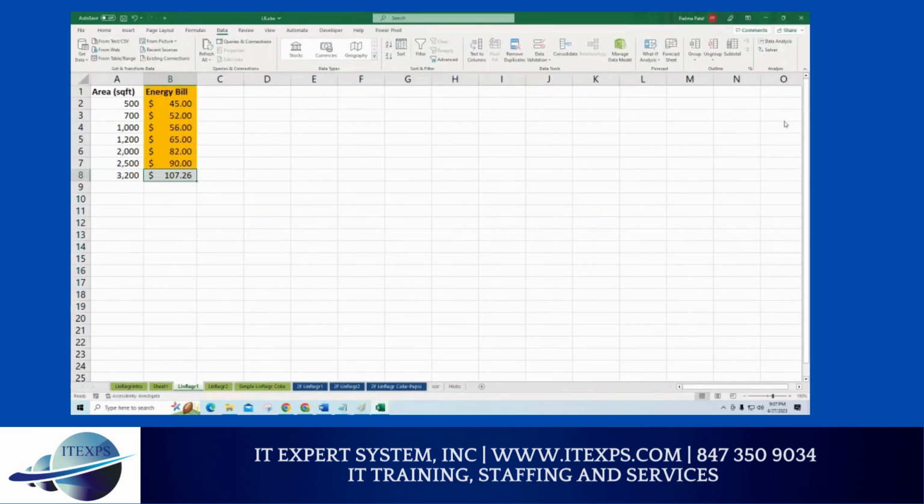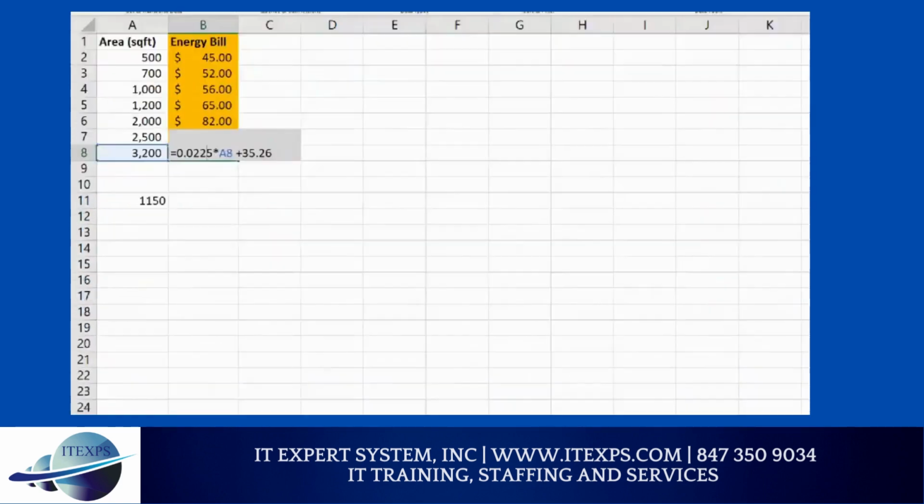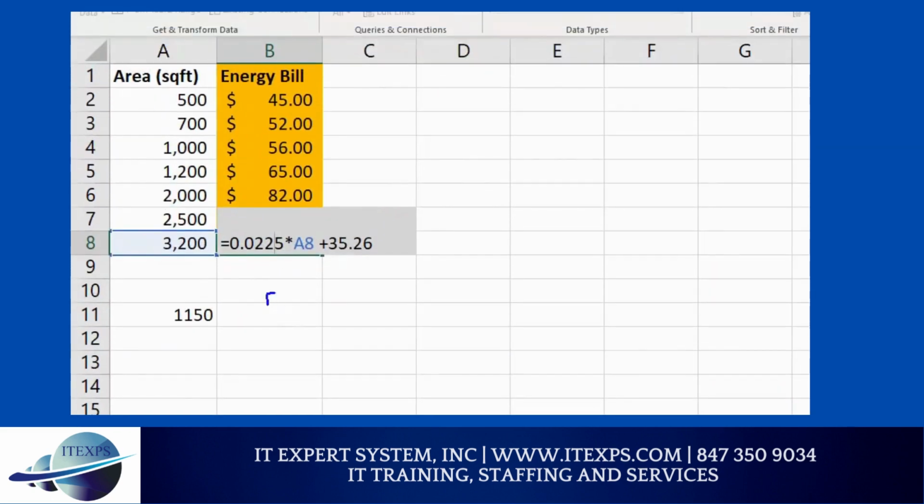Did you guys get 107? Or what did you get? Got very close? This is the formula. Got it? So why don't you tell me, for 1150, what would be the value? Come on, go fast. Do a similar formula for 1150 and tell me what you got.